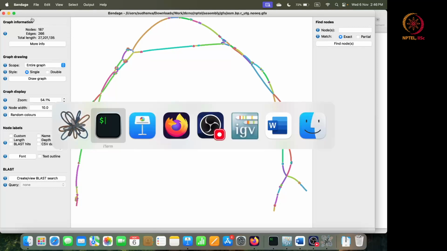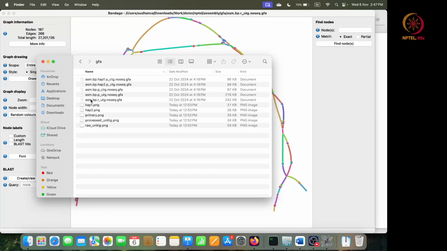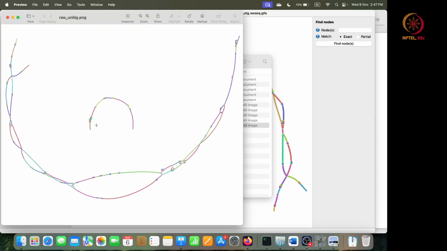Now I have already visualized several such graphs and I will go through each of them one by one. Here is the raw unitig graph. Now the first time you visualize a graph, you may see one particular layout. Once you load the GFA file a second time and click on draw graph, you may not necessarily get a graph that looks the same. However, rest assured that the graph is actually the same and all the vertices and edges are exactly the same as any other time you click on the draw graph button.